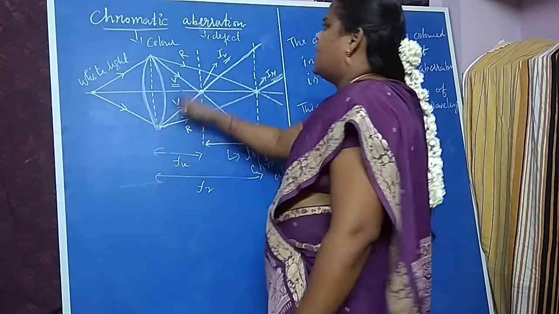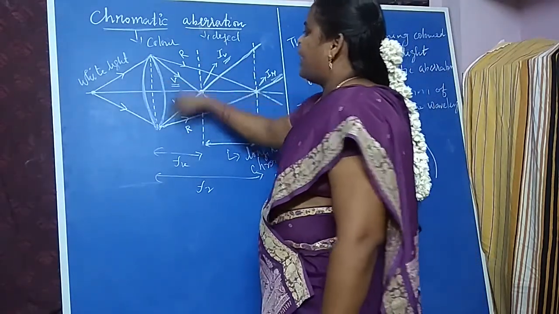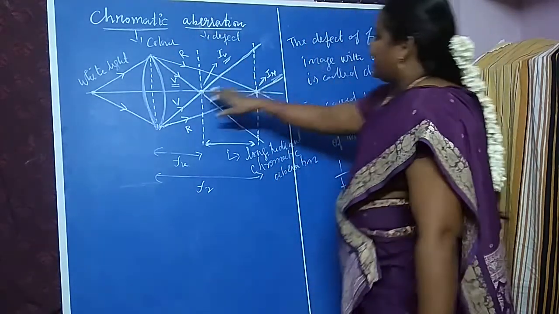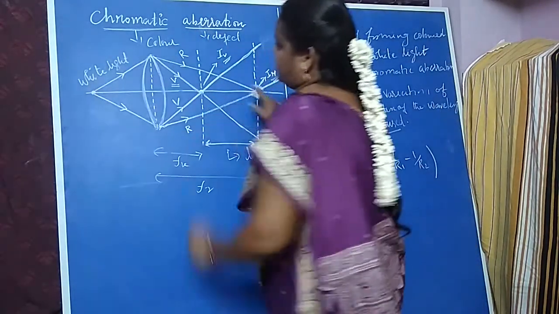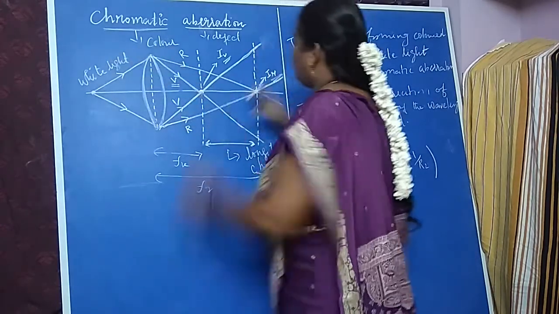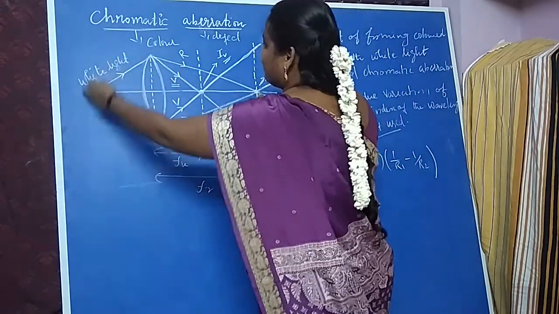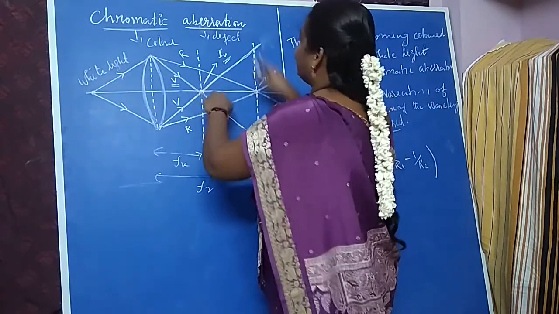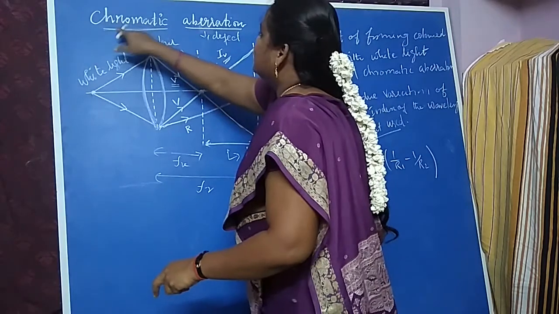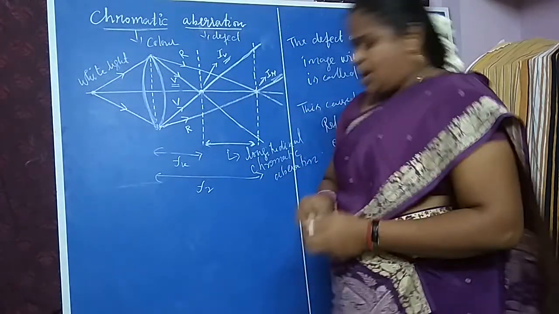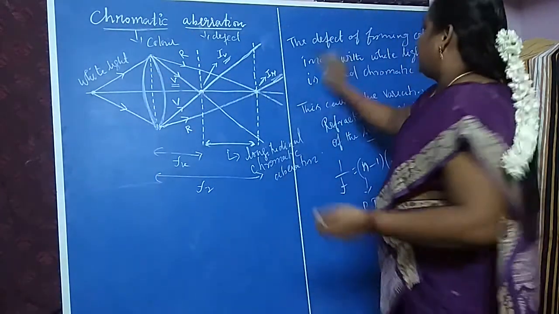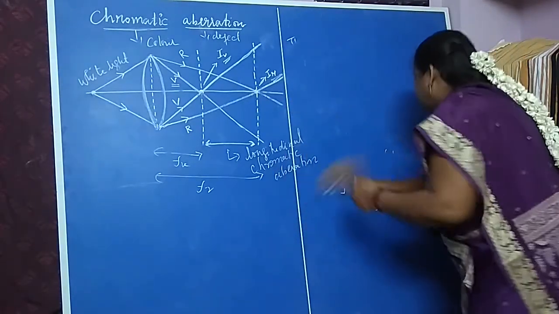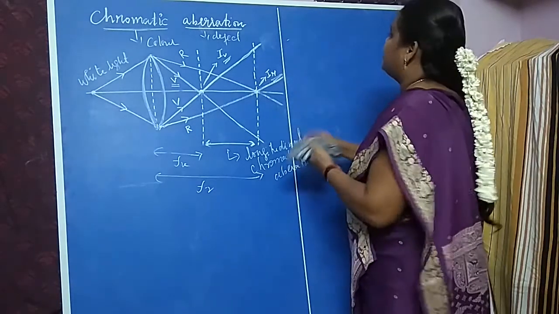How to reduce the chromatic aberration caused by this lens? Chromatic aberration is nothing but we get a colored image for a white object. We have to get a white image for a white object. Instead of getting white, we are getting a colored image. That colored image is a defect, called chromatic aberration. How to reduce this chromatic aberration? Reduction of chromatic aberration.